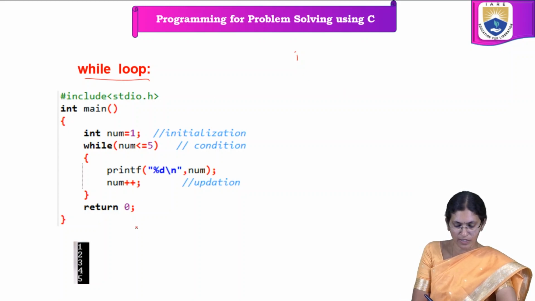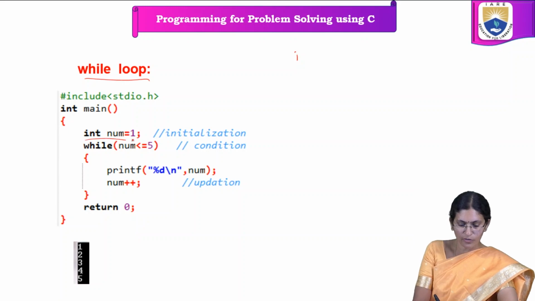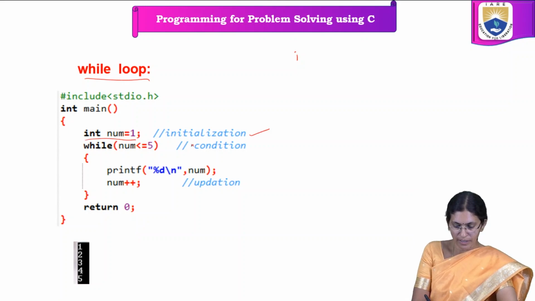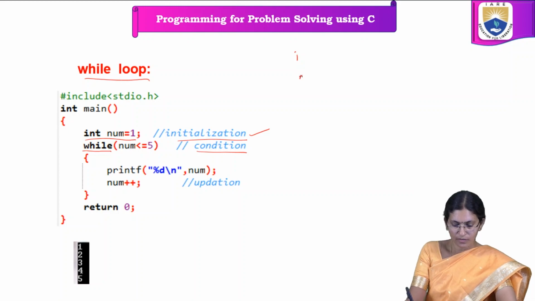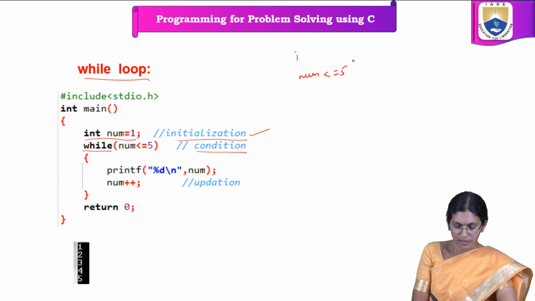So all the 3 expressions are there here also. First you need to initialize the variable, initialization. After that the keyword while, inside this parenthesis you need to specify the condition. The condition specified is num is less than or equal to 5. Then inside this we have written a printf statement.